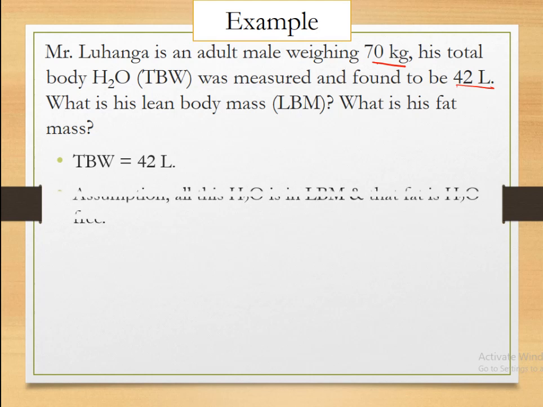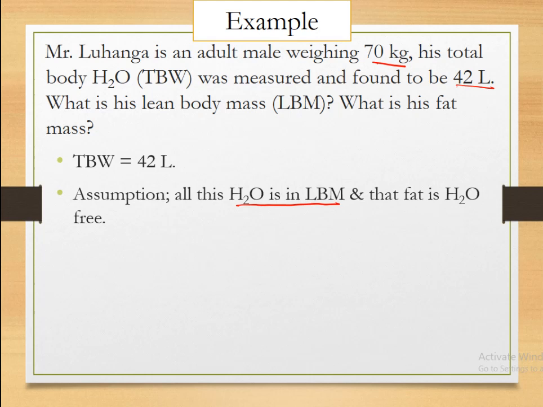So let's assume that all this water is in the lean body mass. So all this water, this 42 liters, is in the lean body mass, and fat is water free. Okay, so those are the two assumptions that we are going to take note of. Now, we know that the content of water in the lean body mass is 0.7 liters per kg. Okay, 0.7 liters per kg.